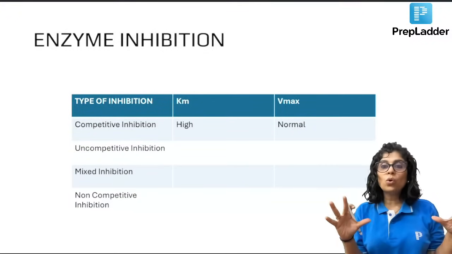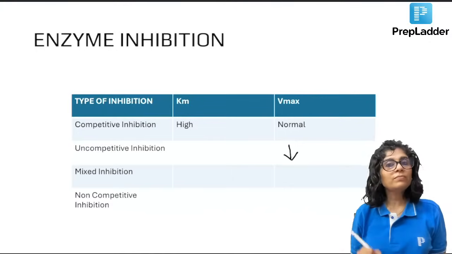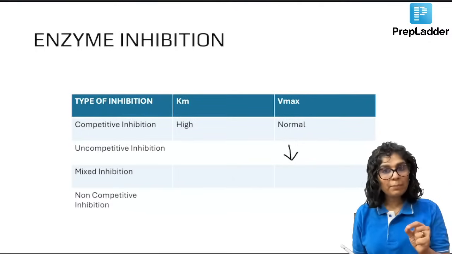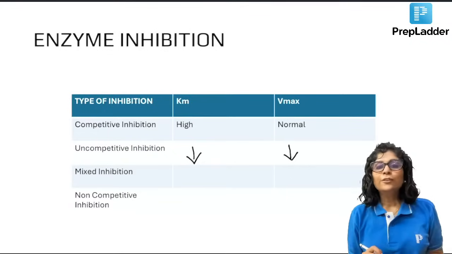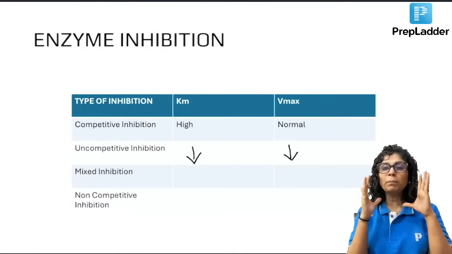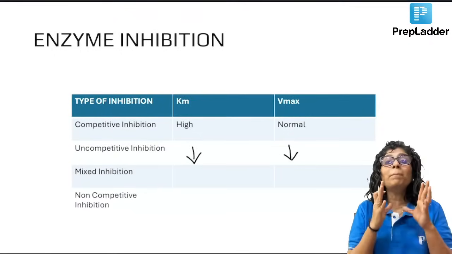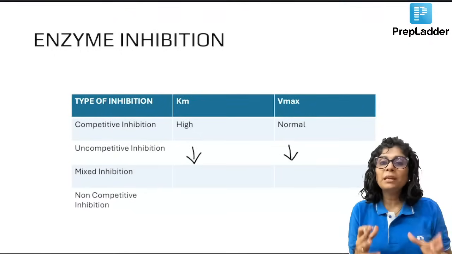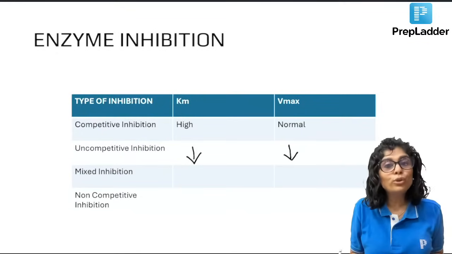Clear? Now, uncompetitive inhibition. In the presence of an uncompetitive inhibitor, you cannot overcome the inhibition. If you cannot overcome the inhibition, Vmax will be low. Not only Vmax is low, Km is also low. So as far as uncompetitive inhibition is concerned, just remember parallel shift. What do I mean by parallel shift? Both Vmax and Km are low.